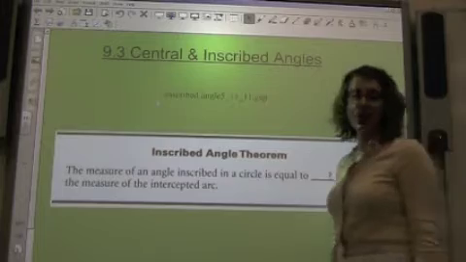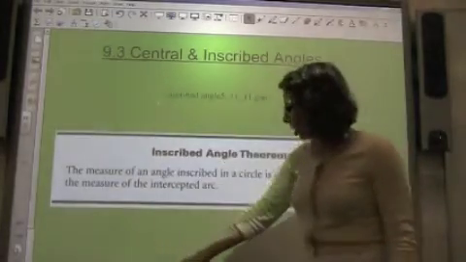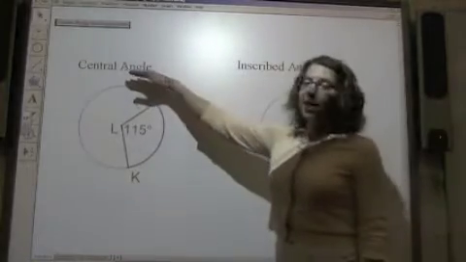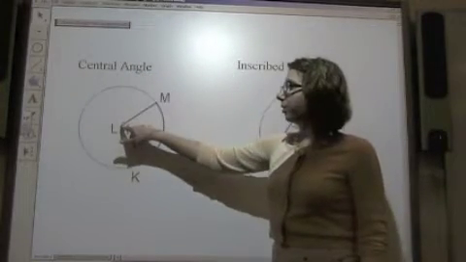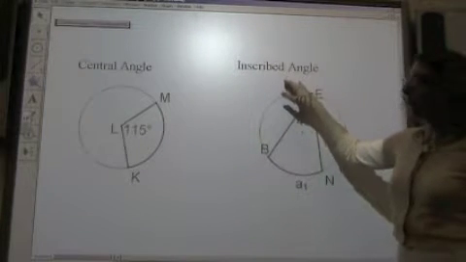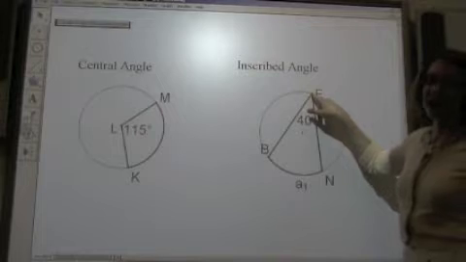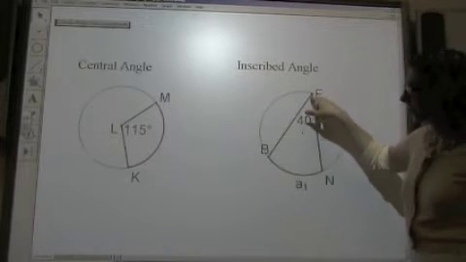Today we're doing central and inscribed angles, 9.3. We're going to look at two circles. Here the angle is the central angle with its vertex at the center of the circle. On the right we have the inscribed angle. The inscribed angle means that the vertex is on the circle rather than in the center.